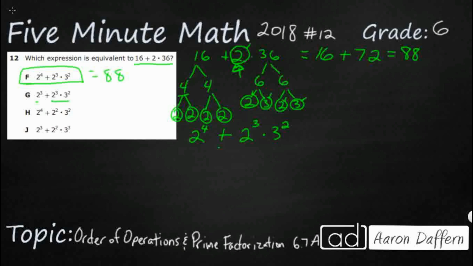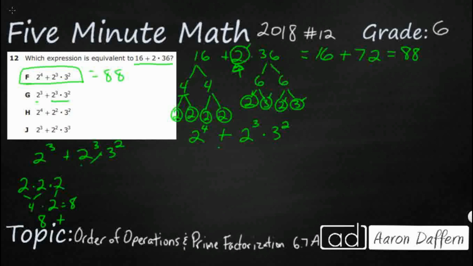So let's see what this G is. 2 to the 3rd plus 2 to the 3rd times 3 to the 2nd. Now, 2 to the 3rd is not 6. That is not 2 times 3. This means 2 times 2 times 2. There's 3 2's, so 2 times 2 is 4, and then 4 times this last 2, and that's going to equal 8. So really, 2 to the 3rd is 8.